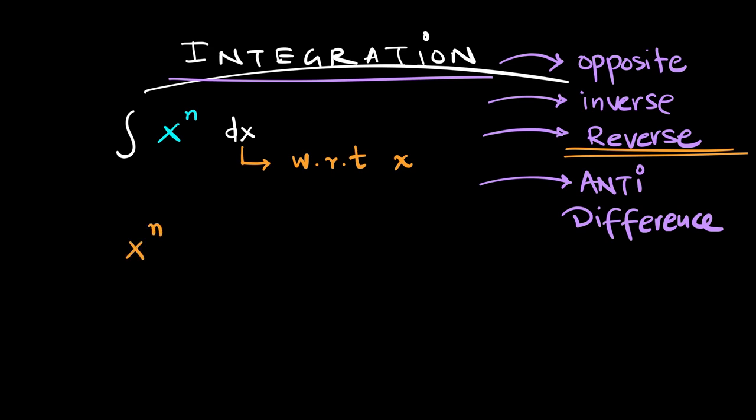x to the n, the power is increased by 1. We divide by the new power. So two steps are involved over here. First, the power is increased by 1. Then, instead of multiplication, we are dividing by the new power. So the process is completely the opposite. Also, the order is opposite.